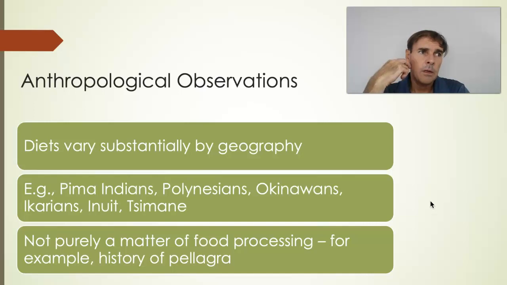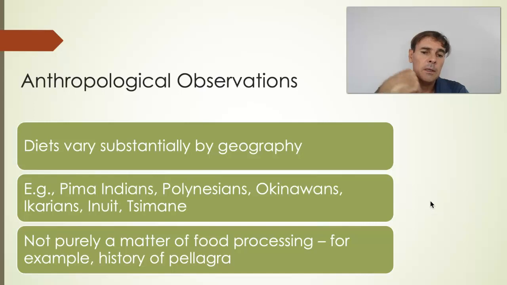But how well those results generalize to the real world is another question, because the real world has so many moving parts and variables at play. So I think anthropological observations have a lot of value too. It's looking at how humans have lived consistent with their evolutionary past. And if you look at diets, there's a lot of variation.